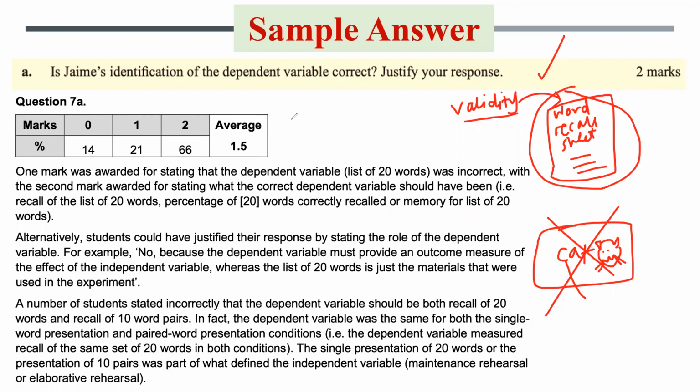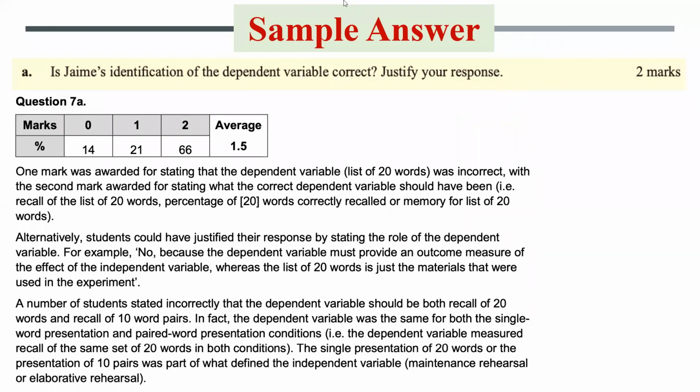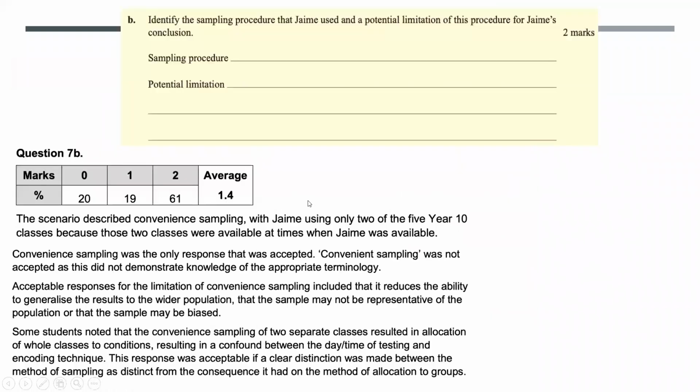Okay, so that's basically the VCA assessors report for part A. If we look at part B, that's the assessors report. Again, 1.4 out of 2. The scenario describes convenience sampling. Convenience sampling was the only response that was accepted. There are no other answers that could be accepted for this scenario.